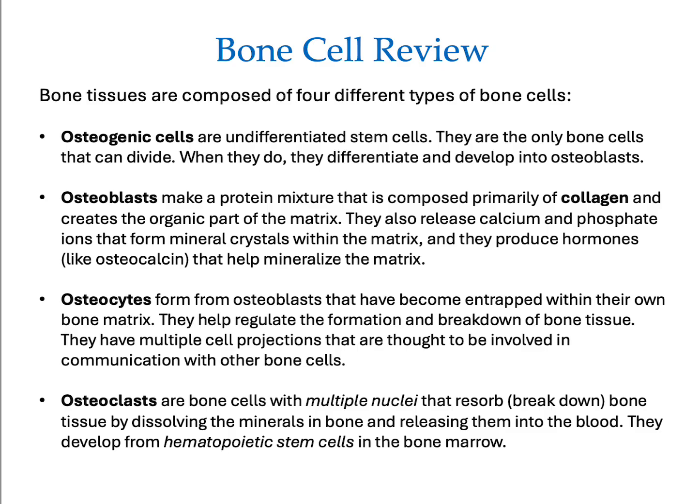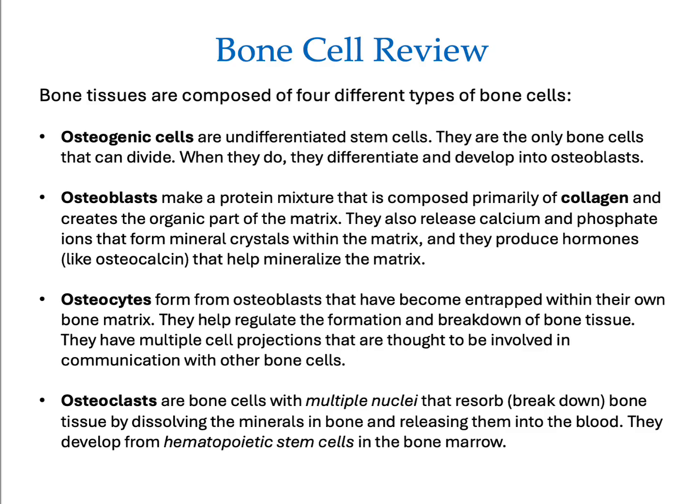Osteoblasts make a protein mixture that is composed primarily of collagen and creates the organic part of the matrix. They also release calcium and phosphate ions that form mineral crystals within the matrix, and they produce hormones like osteocalcin that help mineralize the matrix. Osteocytes form from osteoblasts that have become trapped within their own bone matrix. They help regulate the formation and breakdown of bone tissue. They have multiple cell projections that are thought to be involved in communication with other bone cells.